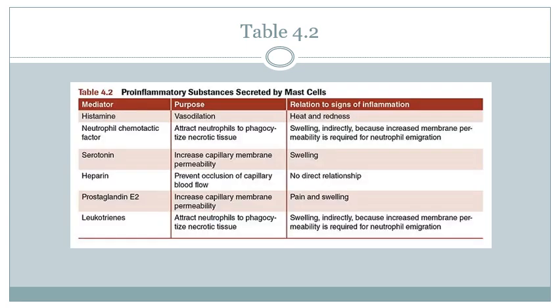Okay, so here's a table that summarizes some of the chemicals. These are important to look at. These are pro-inflammatory substances that get secreted by mast cells. The mast cells are the cells that are going to become very active in the region once there's signaling that damage has occurred to an area. So you can see some of the important chemicals and their purpose and their relationship to the signs of inflammation. You see histamine produces vasodilation. What's the relationship there? Heat and redness. If you think about vasodilation, if blood vessels dilate, it's going to create increased temperature, and it's going to create some redness in the region.